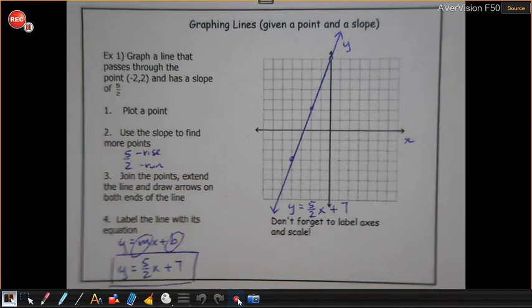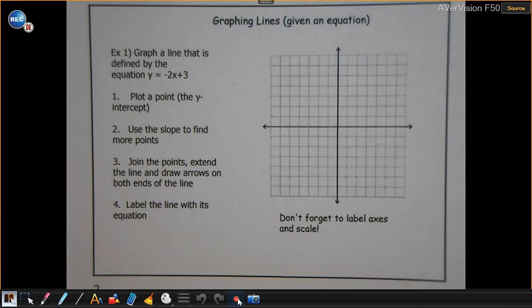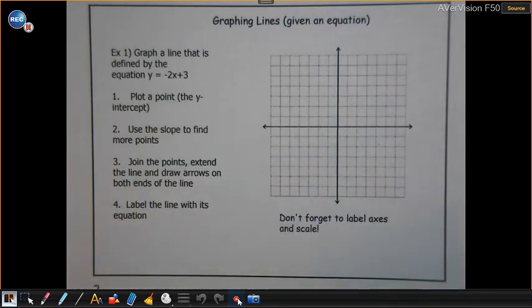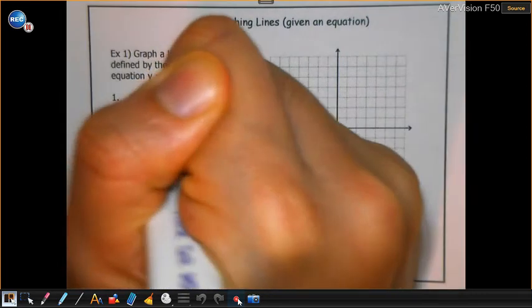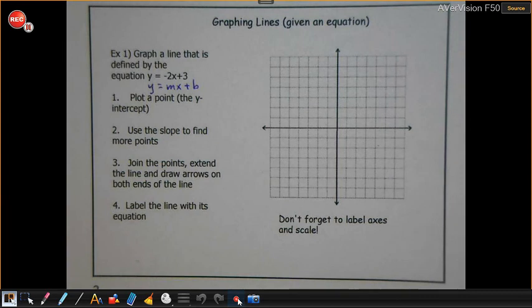So next, we'll take a look at graphing a line given an equation. For this example, the equation that's given is y equals negative 2x plus 3. And we're going to graph the line that's represented by this equation. So the first thing, we're going to plot the point that's given. Now in this case, we're only given the equation. And we know for the equation of a line, we're given the slope and the y-intercept. So the point that's given will be the y-intercept.